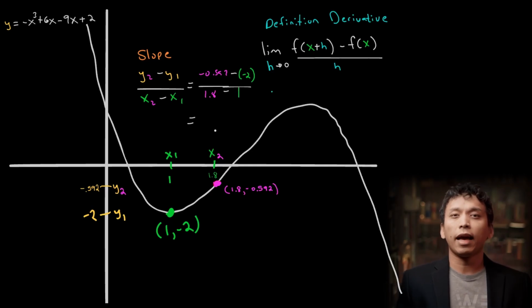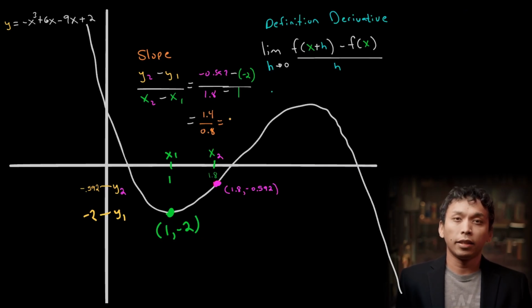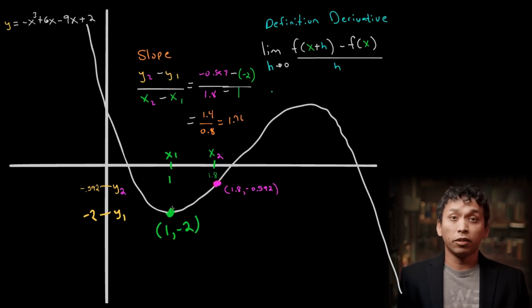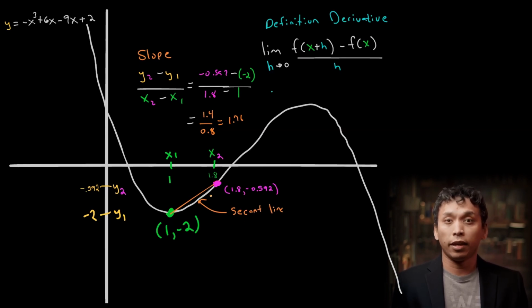If you subtract this out, you'll get a numerator equal to 1.4 and a denominator equal to 0.8. Solve this out, you will get a slope of 1.76. And visually, this slope is just the direct line between the green dot and purple dot. We call this direct line the secant line. So our little orange line right there has a slope of 1.76.